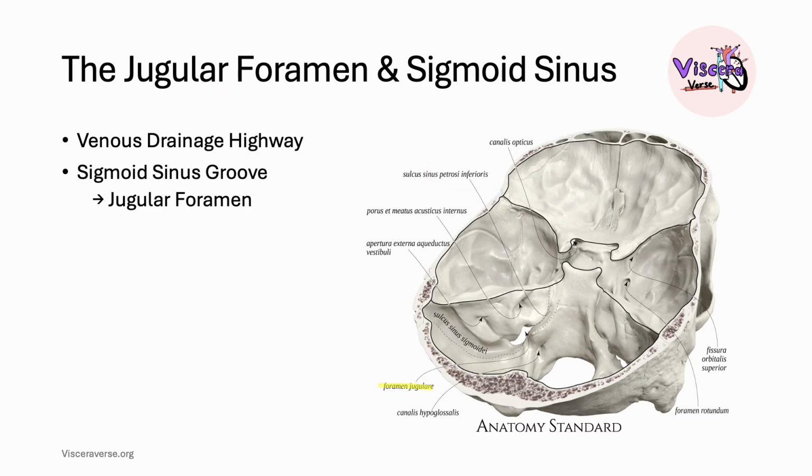Now let's look at the major gateways. First, the big one for blood here is the jugular foramen. Here you can see it from the inside. And if we look a little bit behind it, we're going to see a big groove, and that groove is called the sigmoid sinus groove. This is the main drainage of your brain, and it goes all the way and drains into your jugular vein.